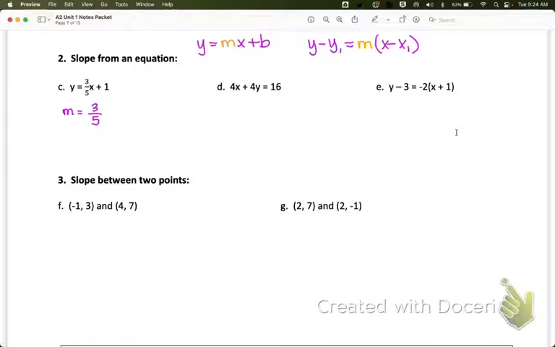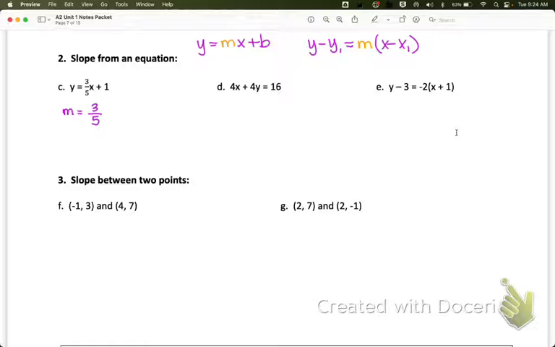A common mistake is to say that it's 3/5 x. X has its own job. Slope is just the number, and so it's only going to be the coefficient of x. If I look at D, 4x plus 4y equals 16, that doesn't match either of those forms.